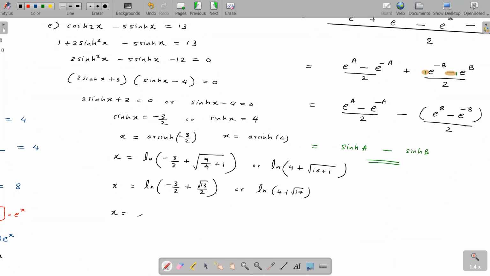So you can take it to maybe a common denominator. Okay, guys, so these are the answers. So you can see how it works out, right?